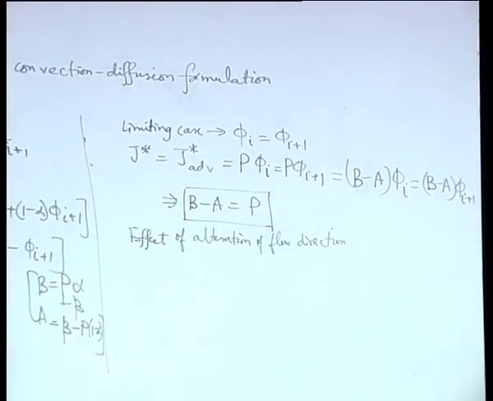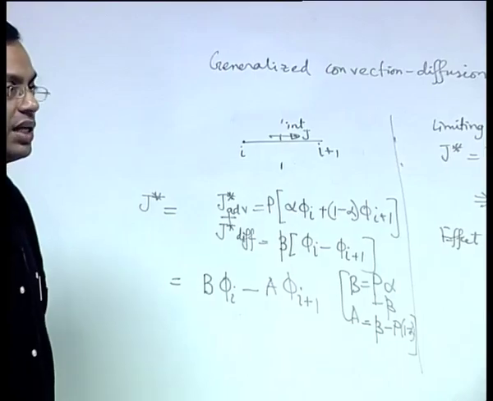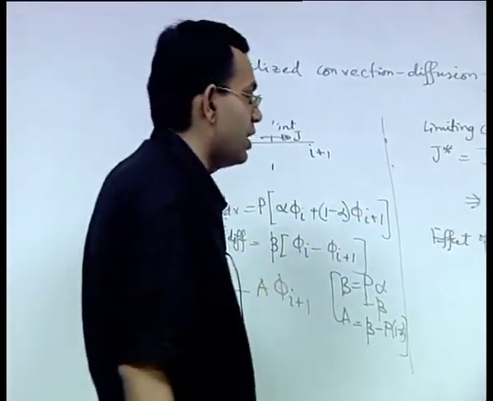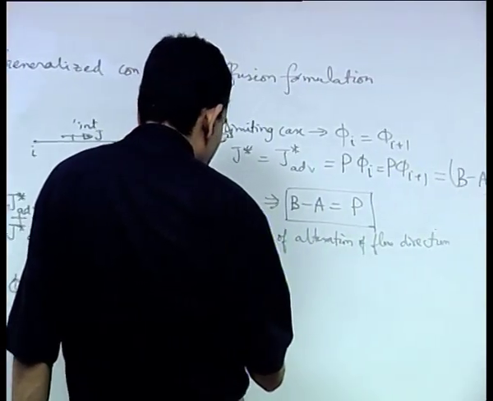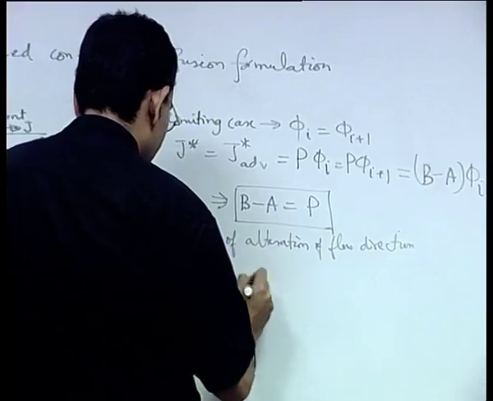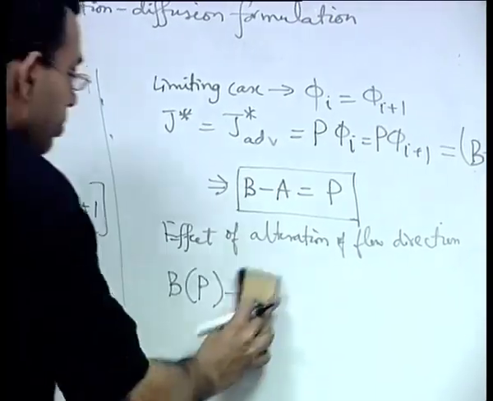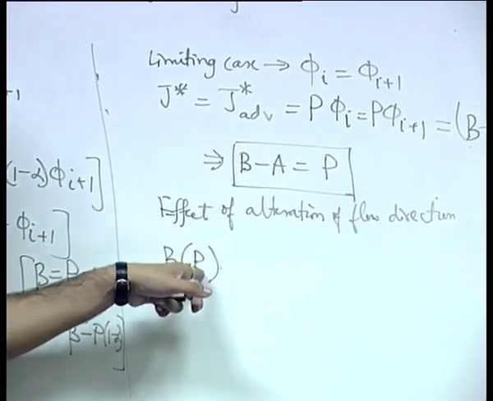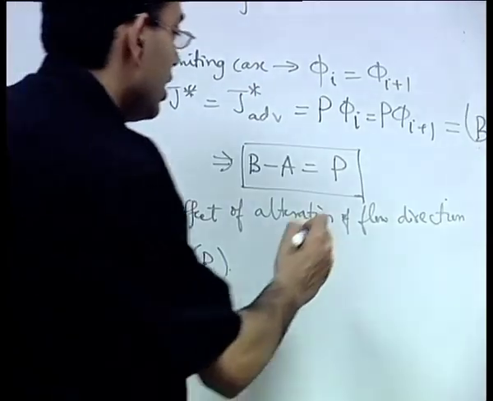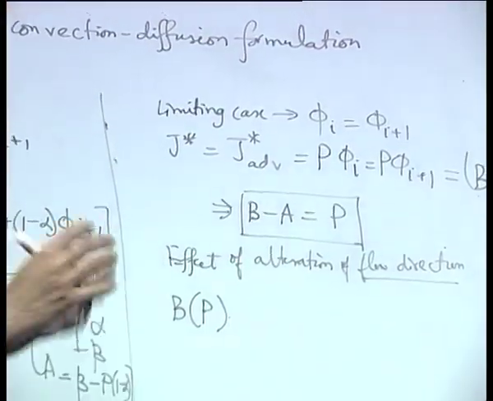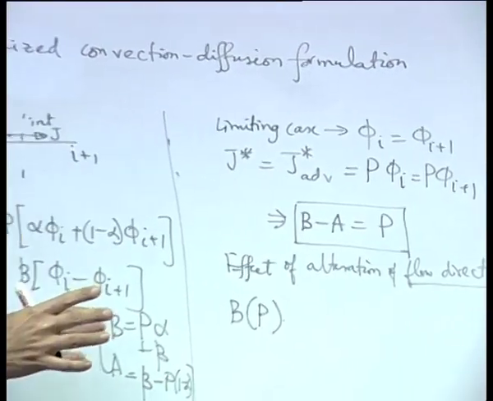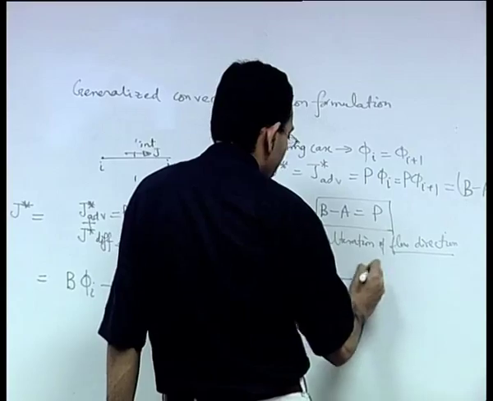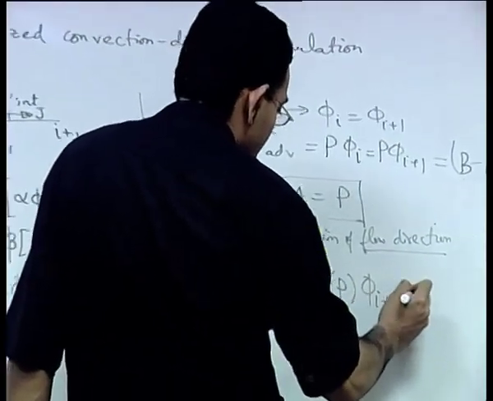If all the values are the same, what you expect is that J star will be reversed because of reversing the flow direction. So, B of P minus B of, now we are writing as a function of P because on reversal of flow direction B of P becomes B of minus P. The Peclet number becomes minus P, only reversing the flow direction but not the magnitude, and all other quantities remain the same. So, B of P phi I minus A of P phi I plus 1.